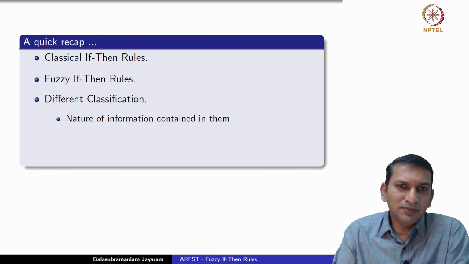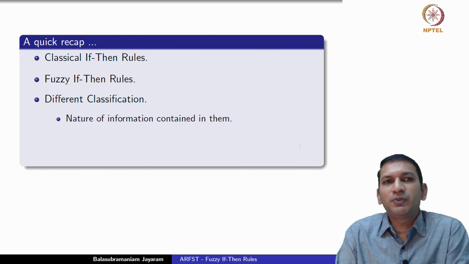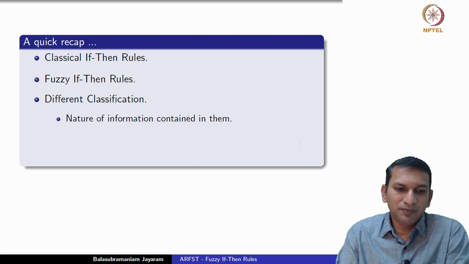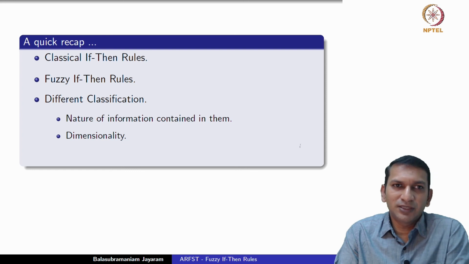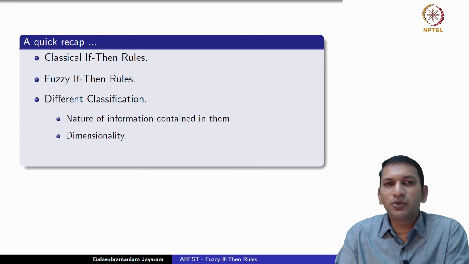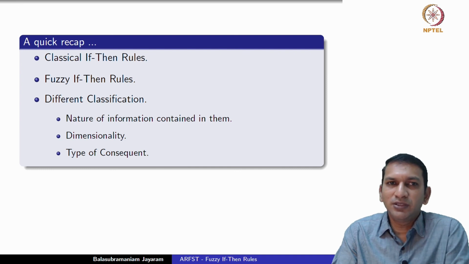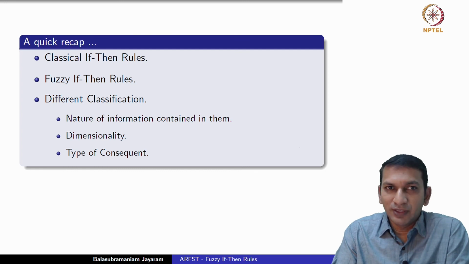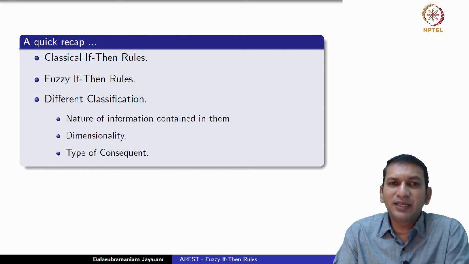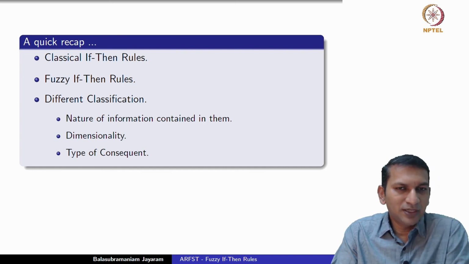If you relate them based on the nature of information contained in them, whether as negative or positive, then you obtain conjunctive or implicative type rules. They can also be classified based on the dimensionality of inputs, essentially the number of antecedents you have, whether single input or multiple input. Finally, they can also be classified based on the type of consequent they have. Either on the consequent side you have a fuzzy set or a function of the input. So if you have a fuzzy set, these are called Mamdani type fuzzy rules, and if you have a function, they are called TSK type fuzzy rules. This is something that we will see going forward.